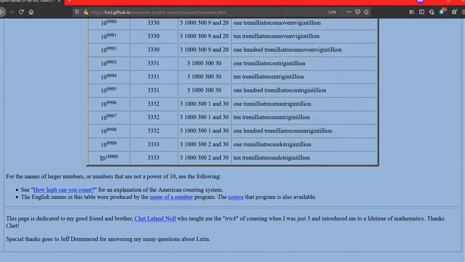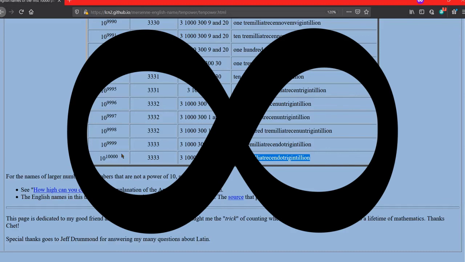There you go. 10 to the power of 10,000. That's obviously a huge number and it's got a name. I'm not going to try to pronounce it. It's difficult to pronounce. But what I'm trying to say to you now is, you will have heard of the word infinity, infinite. Infinity is infinitely bigger than this number that I've got here.